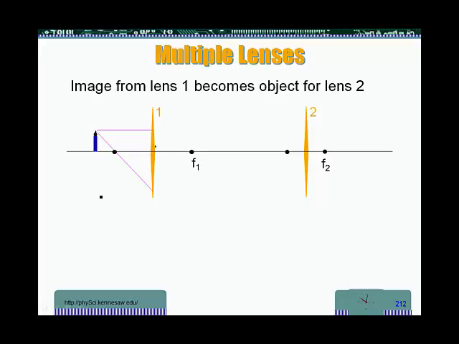Now, this is DO for that object. And then we can use our lens equation, 1 over f1 for lens 1. Let's call it DO1 because we are dealing with lens 1. So it's going to be 1 over DO1 plus 1 over DI1. And that's the way we can find the image.